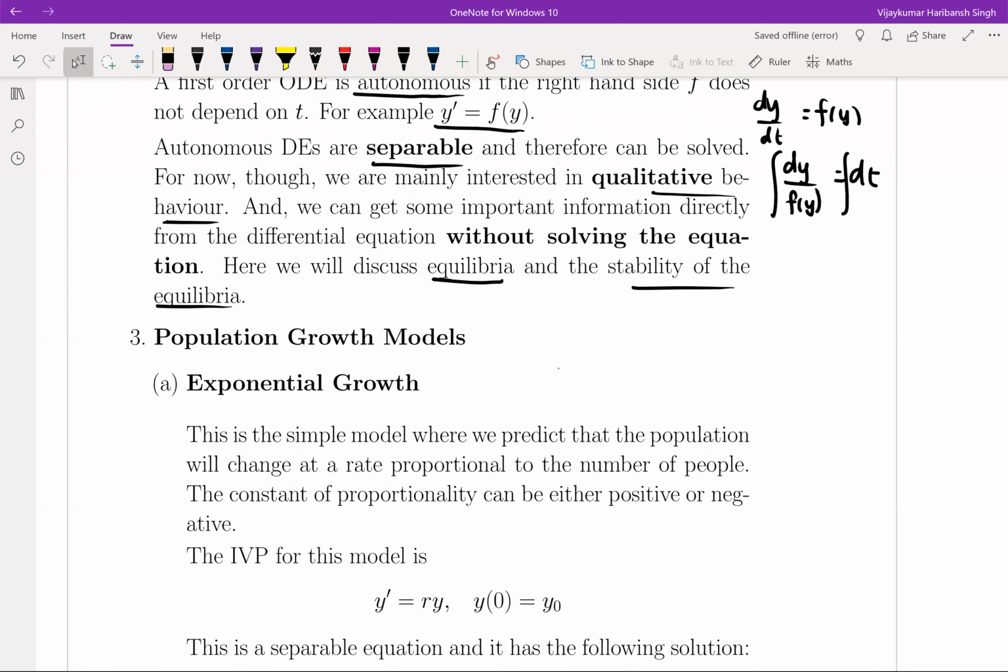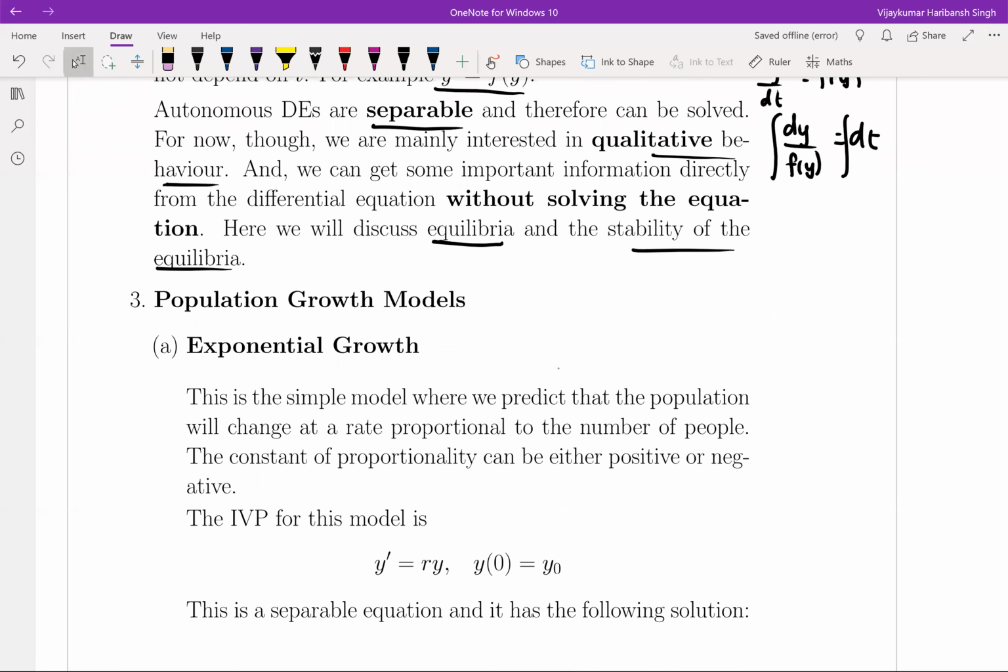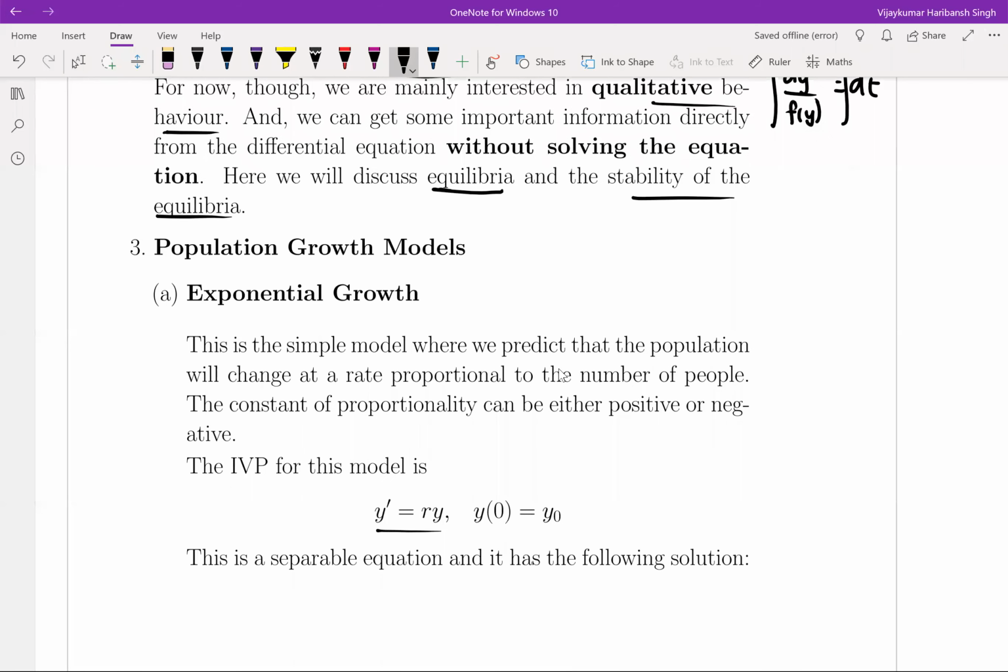An example of an autonomous differential equation is y prime equals ry, where y of 0 equals y naught for some y naught. So this is an initial value problem. The most basic one can be applied to population growth. If you recall from your Math 151 or 152, this represents an exponential growth.